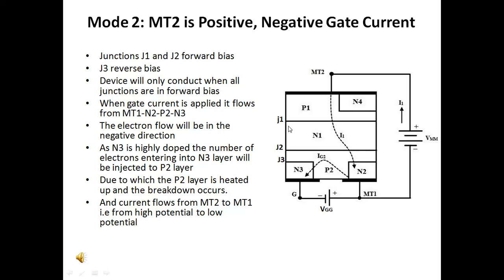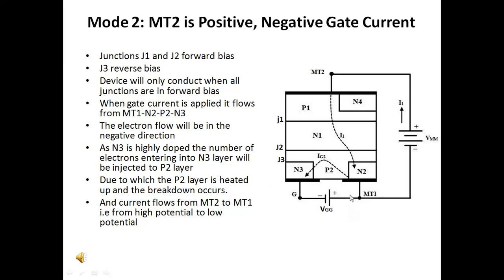let us apply a gate current. When a particular gate current is applied, the gate current flows from MT1 terminal, N2 terminal, P2, and then N3. When the flow of current is in this direction, the electron flow will be in the opposite direction. Means electrons flow from N3 to P2.